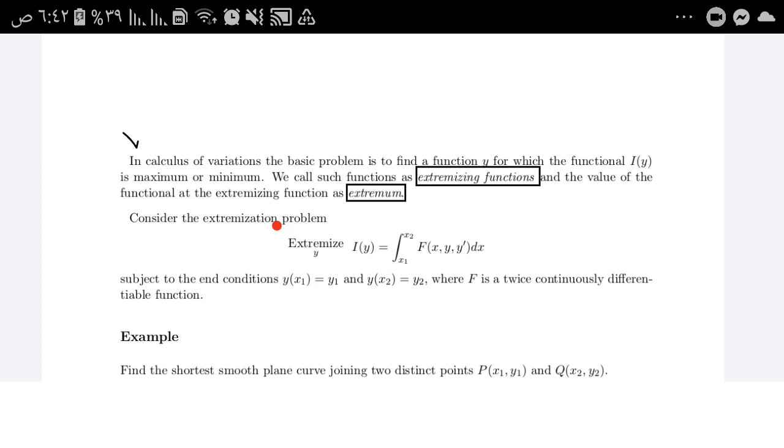Here you can again observe the structure of a calculus of variation problem.